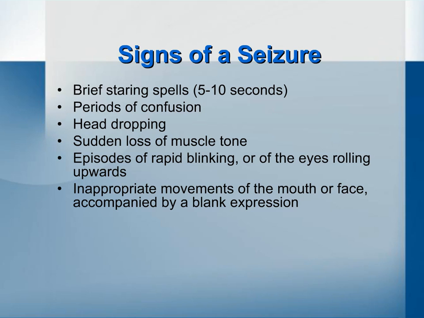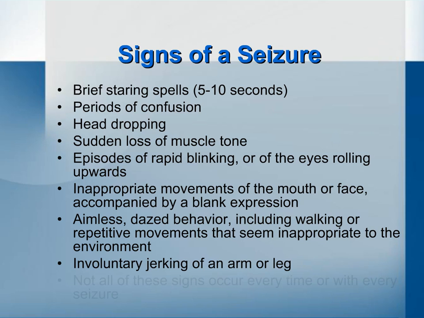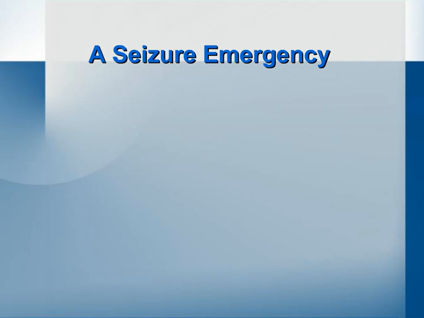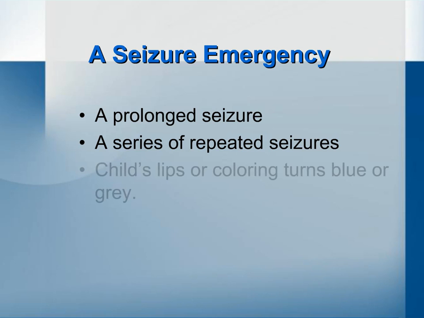Inappropriate movements of the mouth or face accompanied by a blank expression. Aimless, dazed behavior, including walking or repetitive movements that seem inappropriate to the environment. Involuntary jerking of an arm or leg. Not all these signs occur every time or with every seizure. Signs of a seizure emergency are a prolonged seizure lasting longer than 10 minutes, a series of repeated seizures without the return of consciousness between seizures, and the child's lips or coloring turns blue or gray.